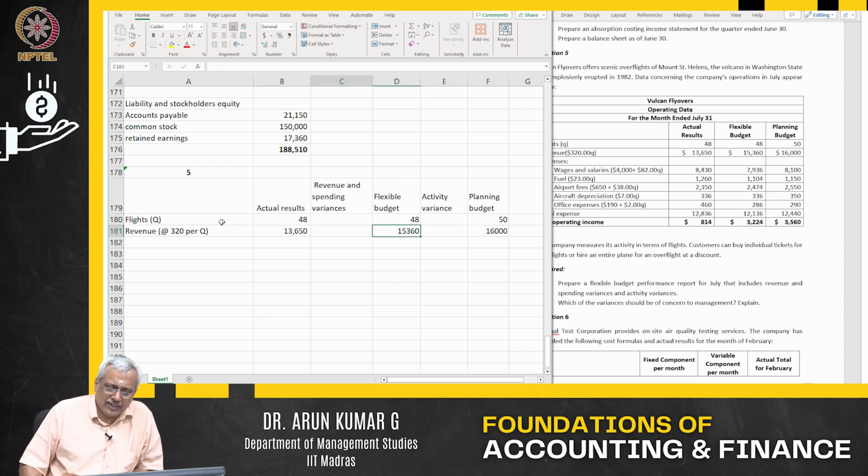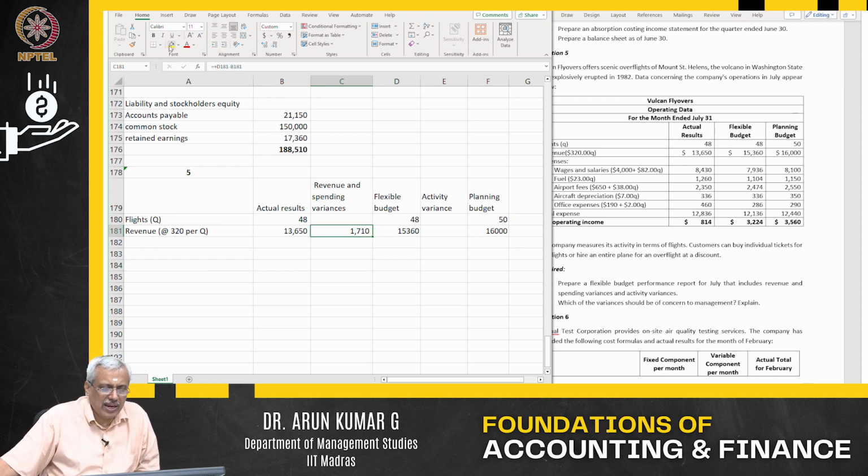So let us look at revenue and spending. It is a variance which is unfavorable in this particular case. What is unfavorable? I should have got so much, whereas I have got only so much. That means it is unfavorable in this case.